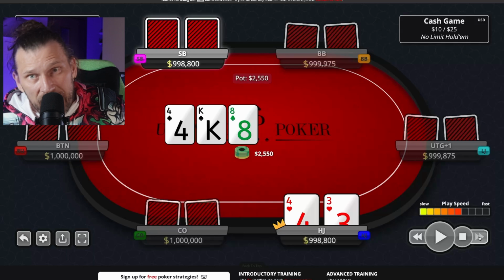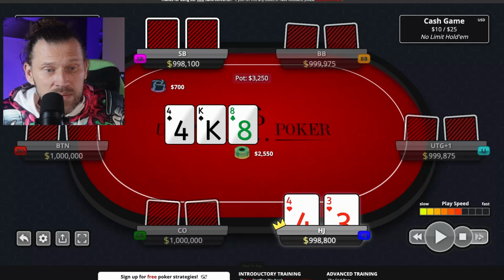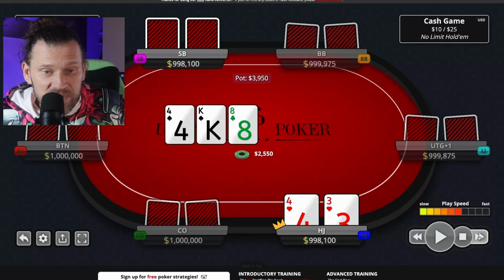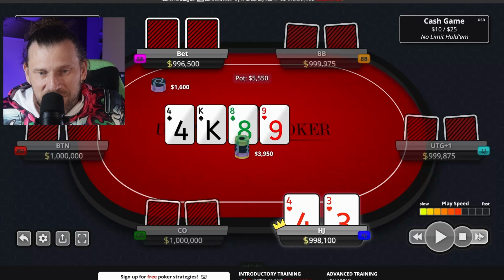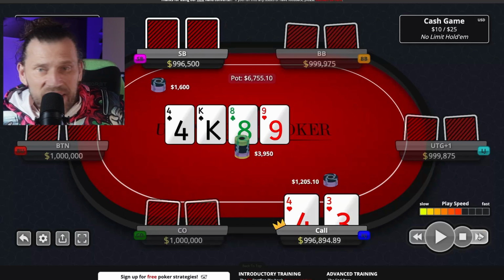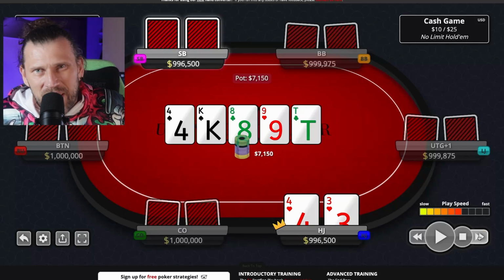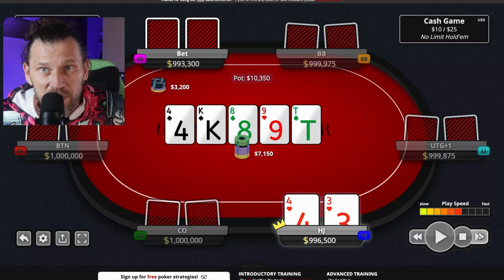Flop comes 8-4-king. Small blind bets. And you call. Turn is a 9. Small blind bets again. You call again. River is a 10. And the small blind bets, kind of small. So what do you do? Well, let's ask GPT-4o.